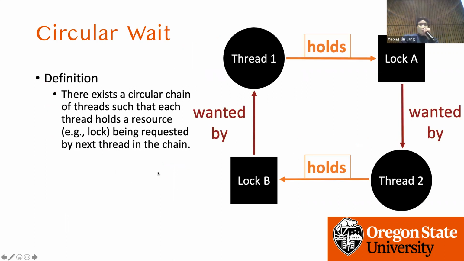And another thing is about circular wait. What that means is that thread 1 would like to hold lock A, then thread 2 would like to hold lock B. That's okay. But after that, thread 1 would like to hold lock B, but that is acquired by thread 2. But thread 2 also would like to acquire lock A, but that is occupied by thread 1. So that is the circular wait situation.